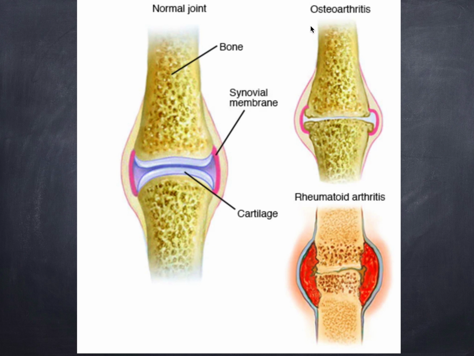So at the top right, we have osteoarthritis, and as you can see, the cartilage has been progressively broken down, and that's what can cause pain to someone with osteoarthritis when it's moving or after movement. And then rheumatoid arthritis, as you can see, the synovial membrane is swollen and inflamed. That's why it's red. And then you can see some of the bone erosion, as well as you can see it's not straight, so there's a deformity.